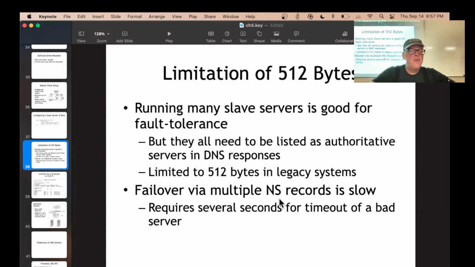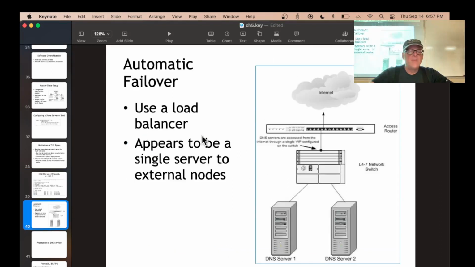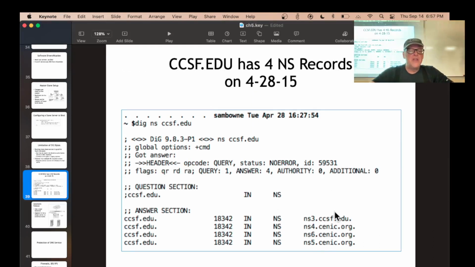And this means if you want to do a failover by multiple name servers, it would require several records to distribute a lot of name servers. You can't put enough data in 512 bytes. ccsf.edu has 4 name servers. We still do. If you look for NS, we have 4 of them. All right. So that's one way to provide load balancing. You have 4 servers, so if one of them goes down, you'll have another one to try.